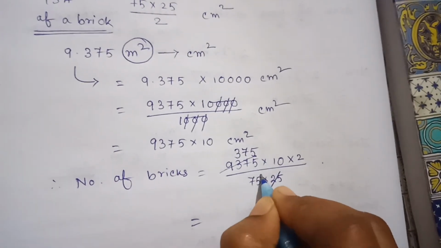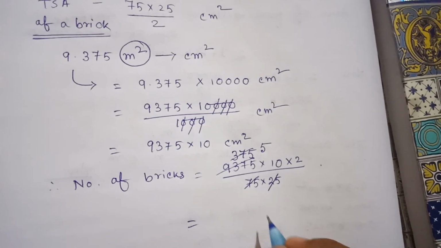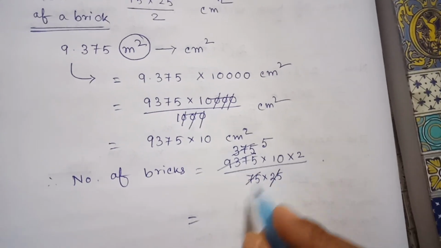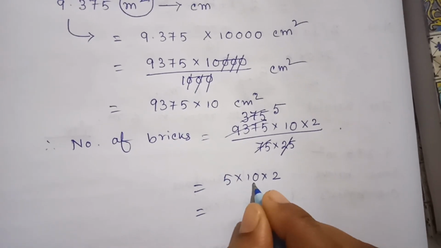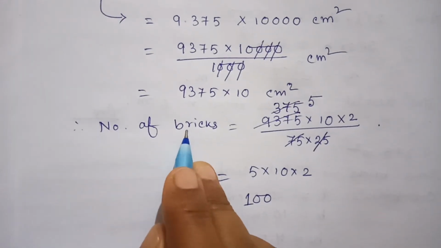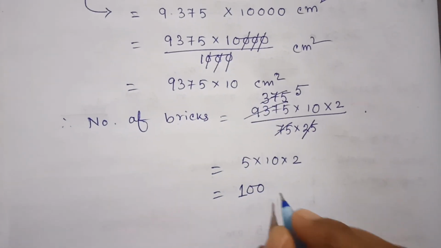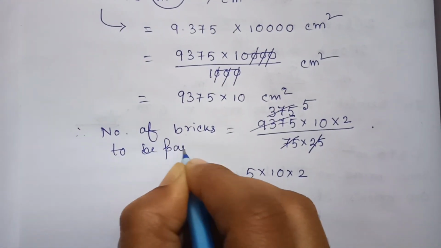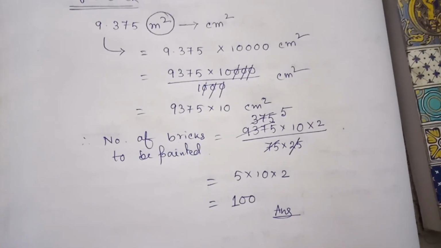Now 375 again with 75 can be cancelled by 5. So 75 5s are 375. Ultimately what we are getting is 5 into 10 into 2. That means 5 10s are 50, 50 2s are 100. So the number of bricks that can be painted with the available container will be 100, and that is the answer. I hope you all have understood this question. This is a very important question.